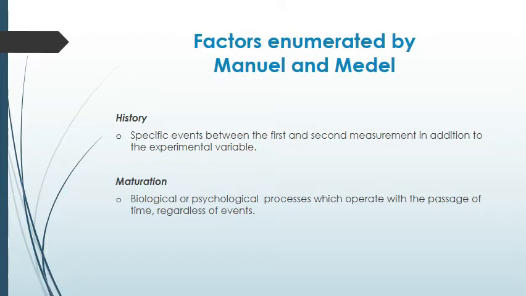The second one is maturation. Biological or psychological processes which operate with the passage of time regardless of events. Example, students grow older, hungrier, more bored, which may be mistaken as the effect of the experimental stimulus. One semester cannot be long enough to cause any appreciable biological or psychological changes in the students, and the professor saw to it that the students were well fed before going to their classes, and he tried hard to make the classwork as enjoyable as possible.